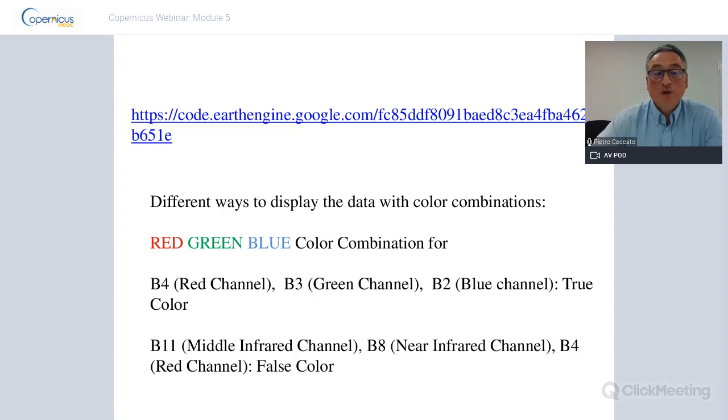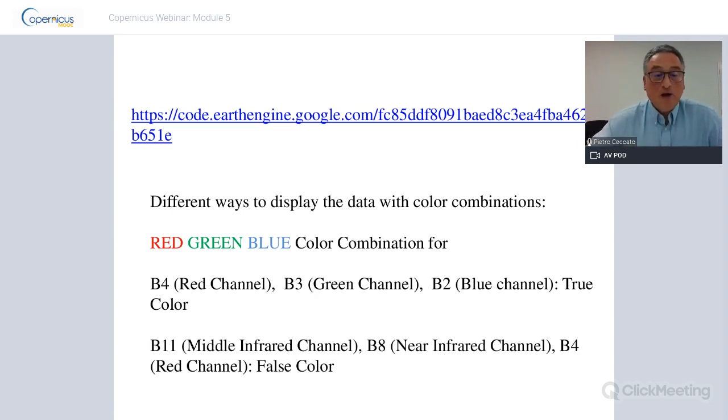For example, B4 is the red channel, B3 is the green channel, and B2 is the blue channel. So if you put the red channel to the red color, the green channel to the green color, and the blue channel to the blue, you have true colors. So it's like what you see using your eye.